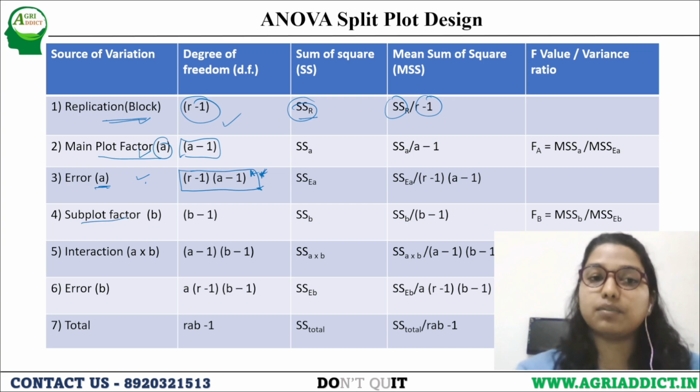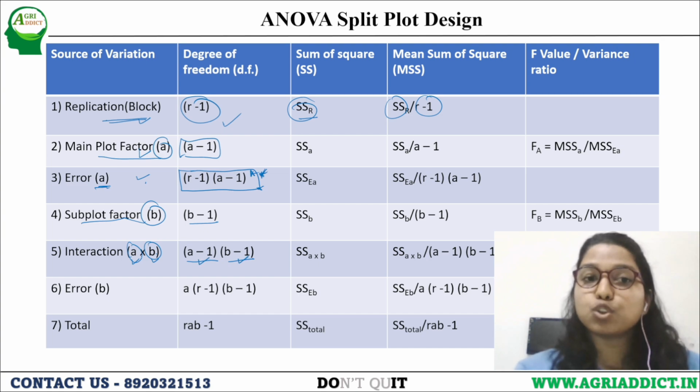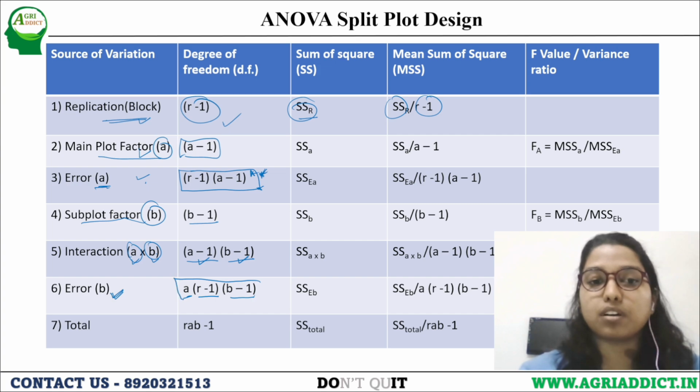Similarly, the subplot factor is B. So degree of freedom will be B minus 1. Interaction is A into B. It will be A minus 1, B minus 1. As we are studying the interaction, both degrees of freedom get multiplied, A minus 1 and B minus 1. For these two, the subplot factor B and the interaction A into B, the error will be the same, that is error B. So here it is A into R minus 1 into B minus 1. This you have to remember.